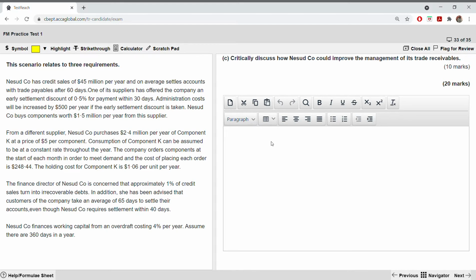And these 5 points you need to write using 5 different subheadings in different paragraphs. Before you start explaining, briefly in the introduction you can give the 5 points. I'm just giving you the 5 ways they can improve the management of trade receivable. One is credit analysis.